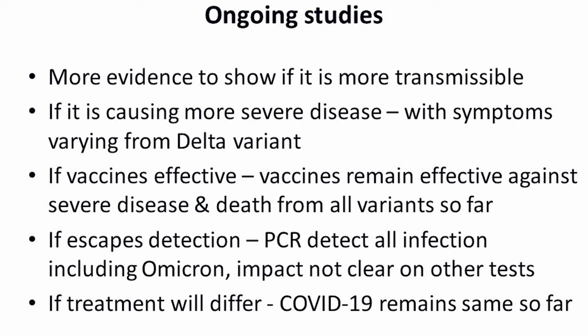We know that the PCR test that we're using is able to detect all infections, including Omicron, but we are not sure yet about other tests like the antigen detection techniques that are also being used in clinical practice. We need to continue doing investigations and studies to see whether these other tests are also still effective in detecting the Omicron variant. And with regard to treatment, there is no change in treatment of COVID-19. It remains the same globally, but we need to keep on doing studies to see whether Omicron or any other mutant for that matter will still respond to the current treatment that we have globally.